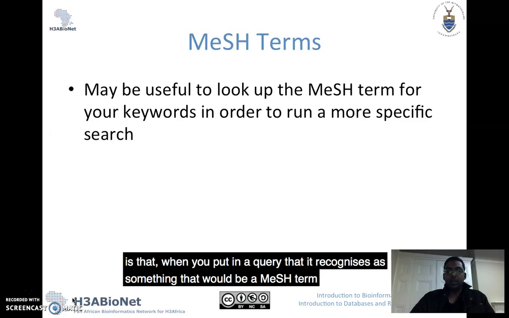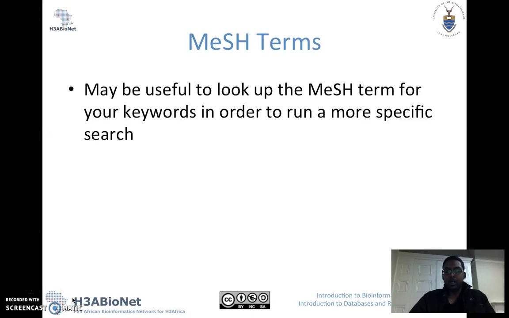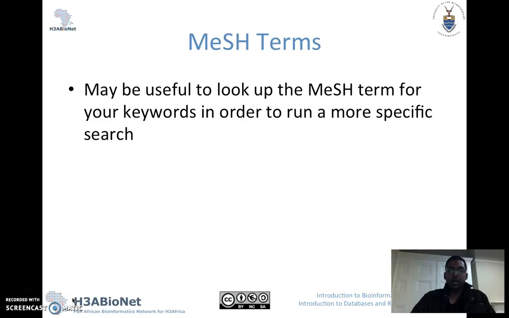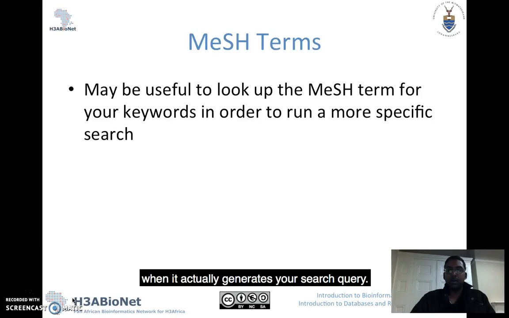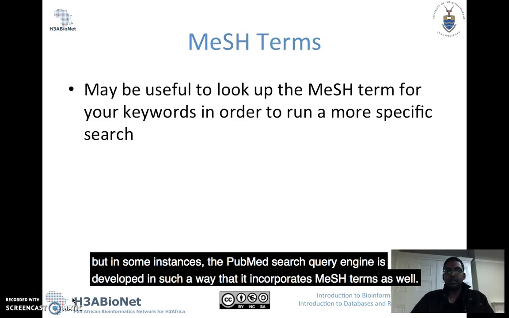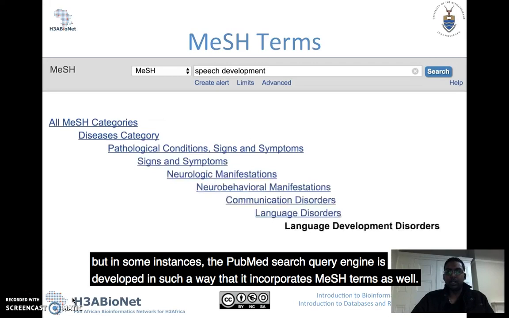This is not always the case, because in some cases what PubMed does by default is that when you put in a query that it recognizes as something that would be a MeSH term, it searches the MeSH database and then uses that MeSH term, or the additional MeSH term, when it generates your search query. So in some instances this is helpful to do before you run your search, but in some instances the PubMed search engine is developed in such a way that it incorporates MeSH terms as well.